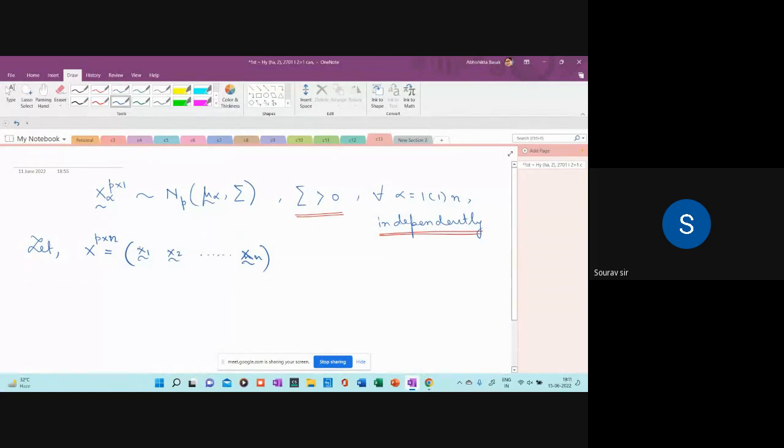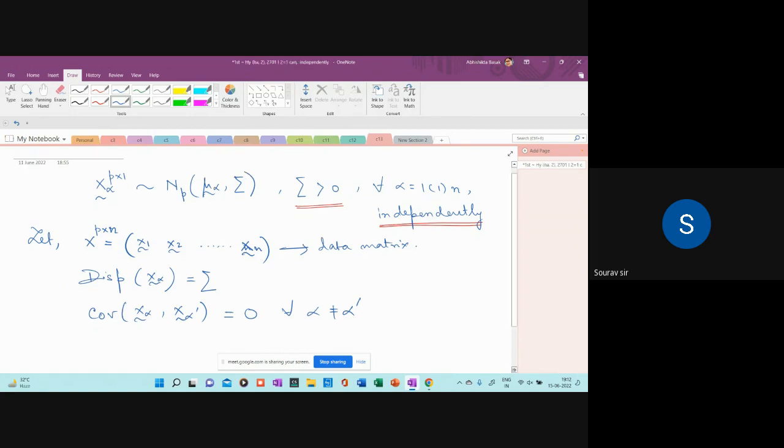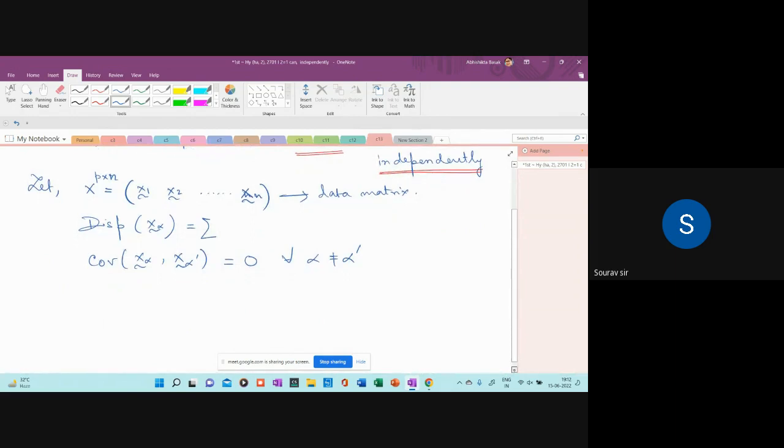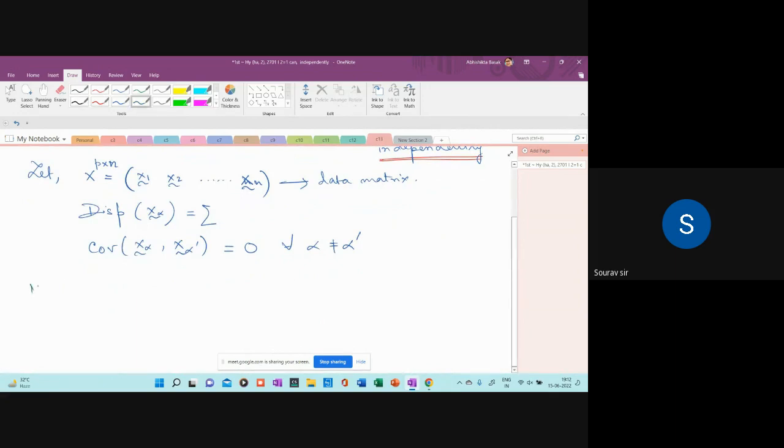Yes. Okay, so this is actually called my data matrix. The dispersion of any x alpha curl, that is any of these vectors, is denoted by sigma, and the covariance of any x alpha curl and any x alpha prime curl, where alpha is not equal to alpha prime, is basically 0. This is a zero matrix, not any vector, since we are denoting it by covariance. So we are now defining it in matrix notation.